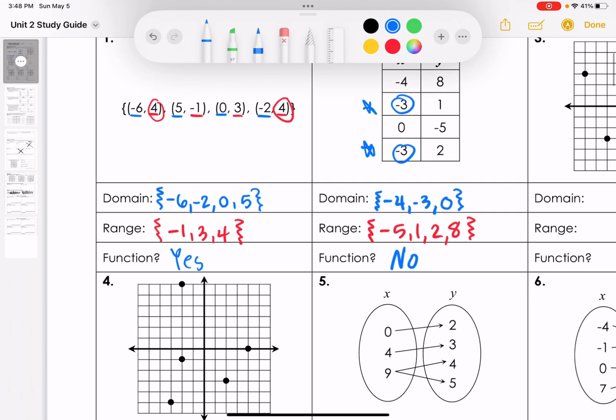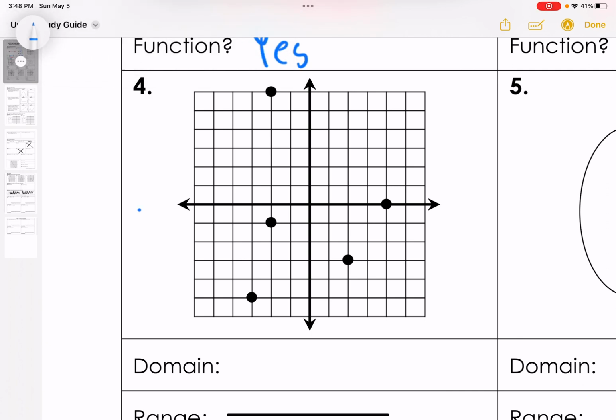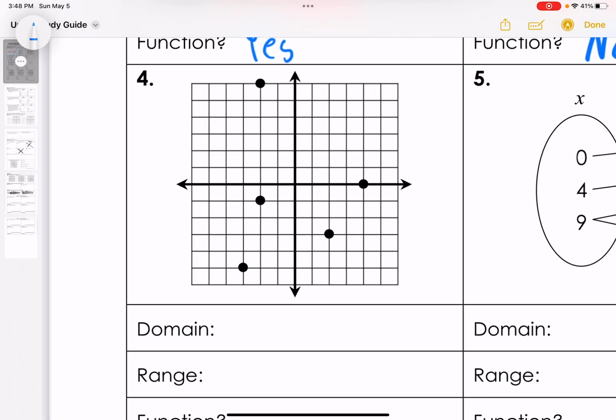All right, number 4, I'm going to skip 3, so you'll do that one later. Number 4, we're given a graph, and I have to find my domain and my range and tell if it's a function. So I'm going to go through and mark every x value that there is a point. So this would be -3, -2, 2, and 4.